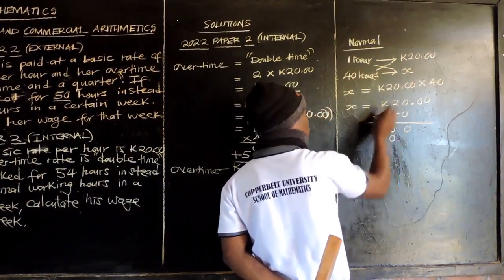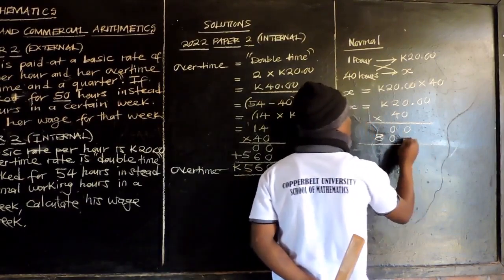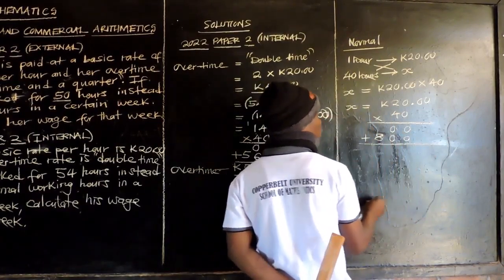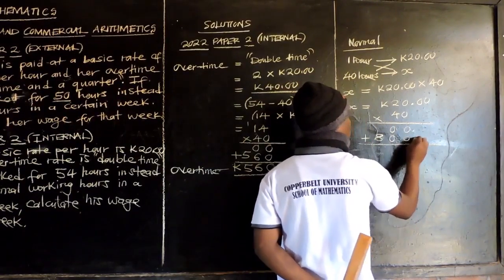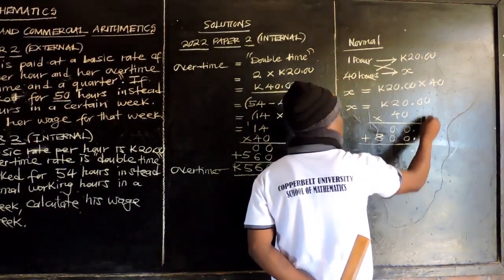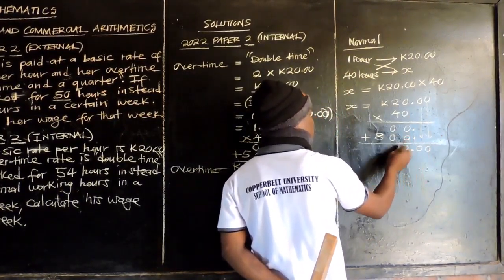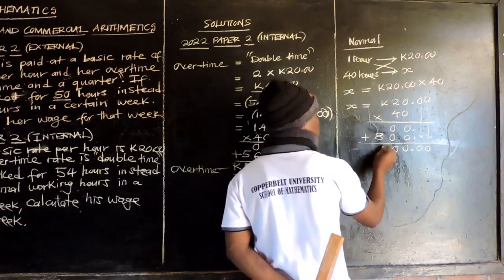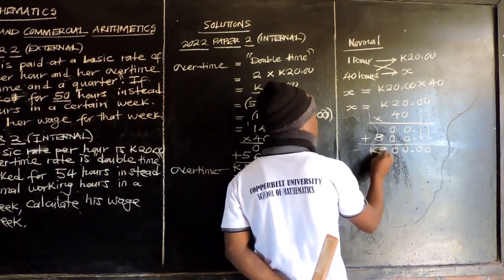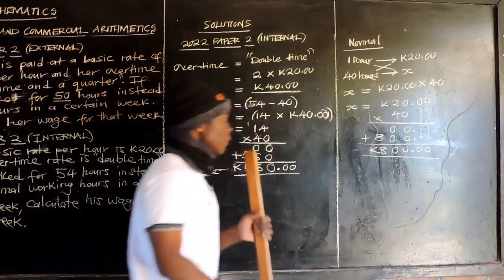4 times 2, you get what? You get 8. Then you do what, people? Simply add. Okay? So 0 plus 0, this plus this, 0. 8 plus this one, you get what? So 800. This was the normal pay.